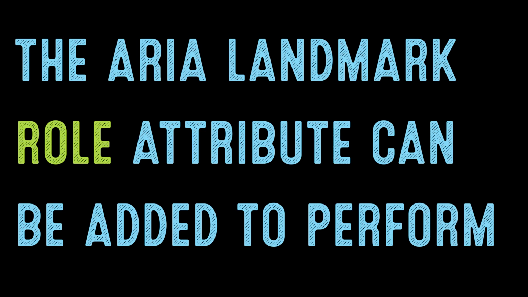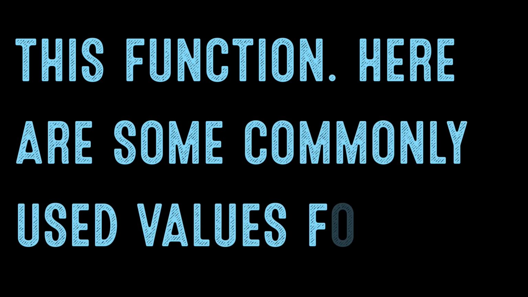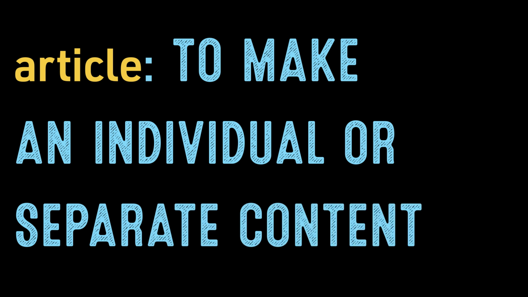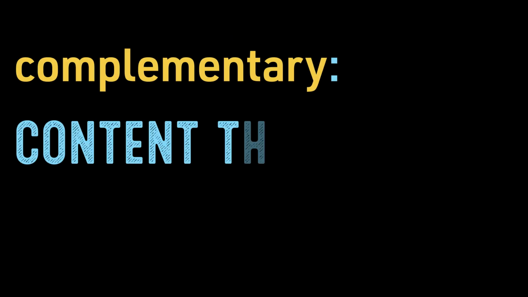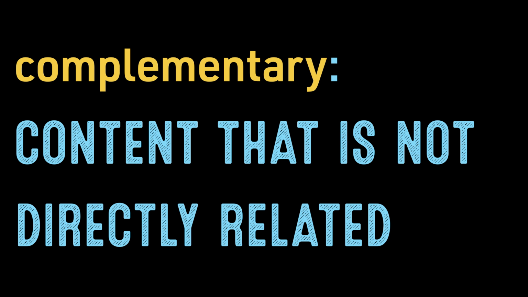What are the commonly used values for the ARIA landmark role attribute? The ARIA landmark role attribute can be added to perform this function. Here are some commonly used values for the role attribute. Article, to mark an individual or separate content within a main section. Banner, to identify a section with branding information, also known as page heading. Complementary, content that is not directly related to the main content, also known as an aside.